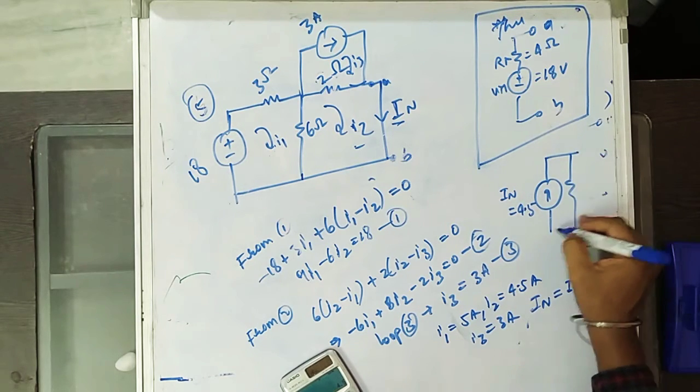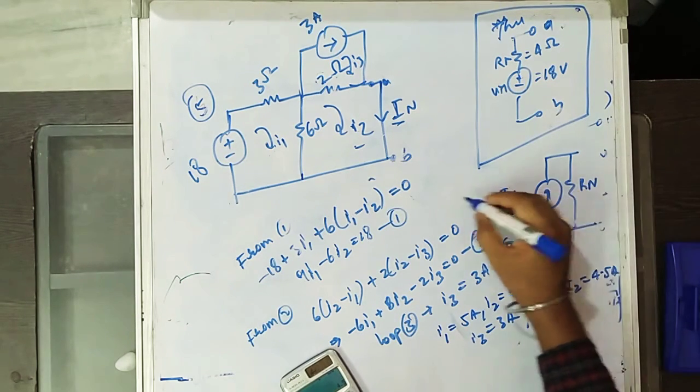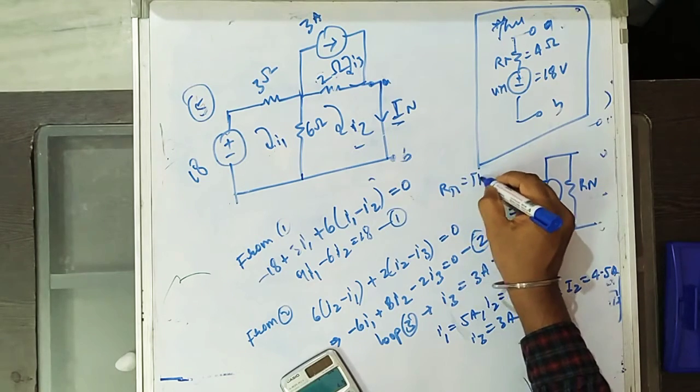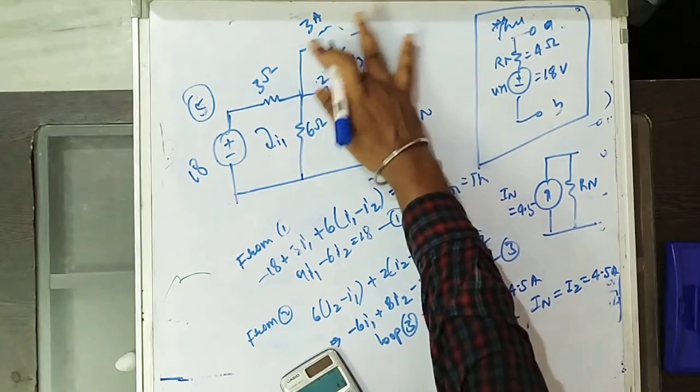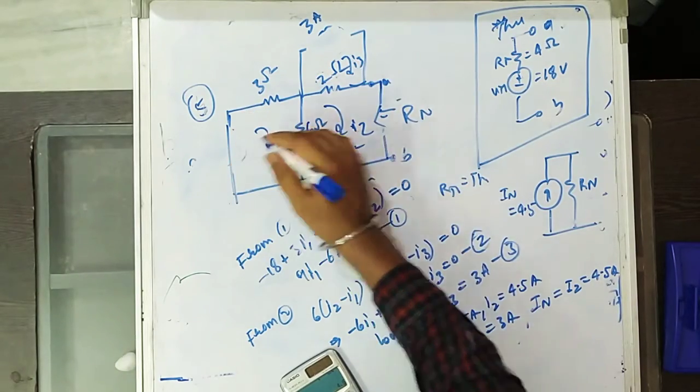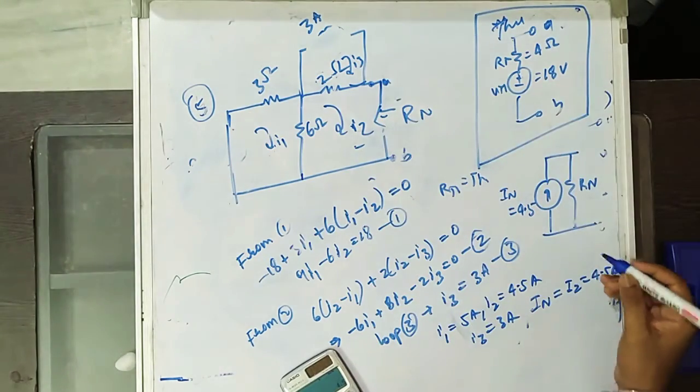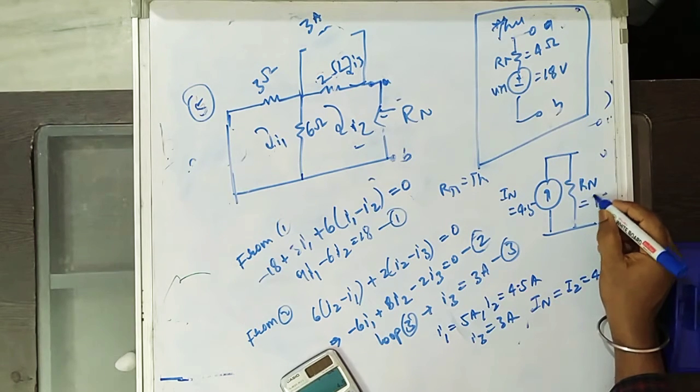And Rn is nothing but R Thevenin. So you'll open this terminal, same Rn. To turn off the circuit, you'll short the source. You'll find same as usual like R Thevenin. So Rn equal to 4 ohm.